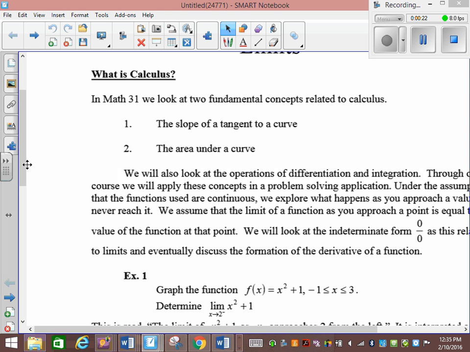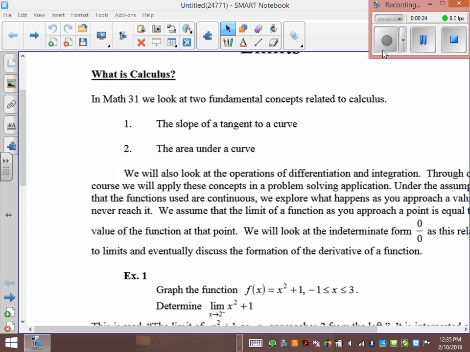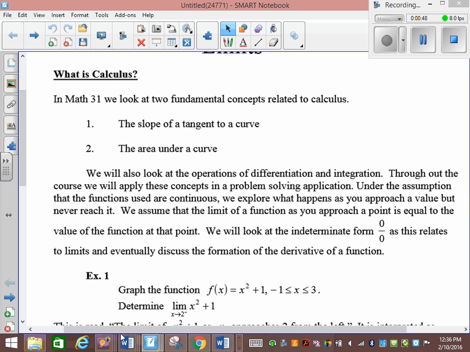Oh, all right. So in Math 31, which is calculus, if you didn't know that, you should. We look at two fundamental concepts related to calculus, the slope of a tangent to the curve and the area under a curve. The area under a curve we're going to do last, and the slope of a tangent we're going to do right away. And a lot of it is actually based on the slope of a tangent to a curve. That's why derivatives are found.